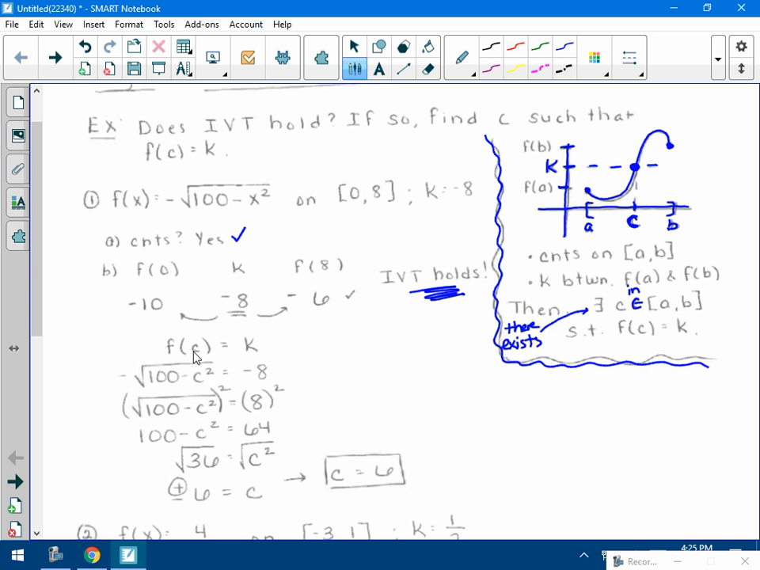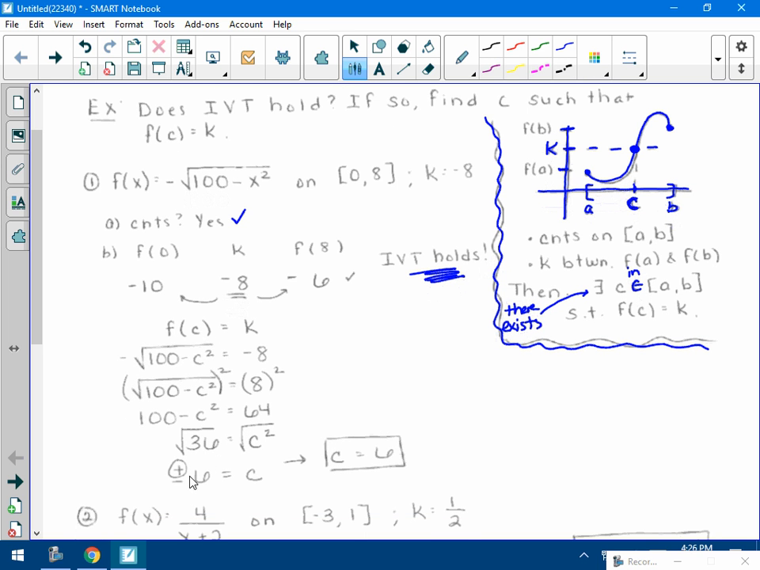So that's exactly what I did here. f of c equals k. Plug in c. So negative radical 100 minus c squared equals negative 8. You'll notice I canceled the negatives, and then squared both sides. Added the c squared over, subtracted the 64, we get 36 equals c squared. I had to take a square root, which gave me plus or minus, but why did I choose plus and not the minus? Remember, you got to be in that interval. So c equals 6 is between 0 and 8, negative 6 is not.